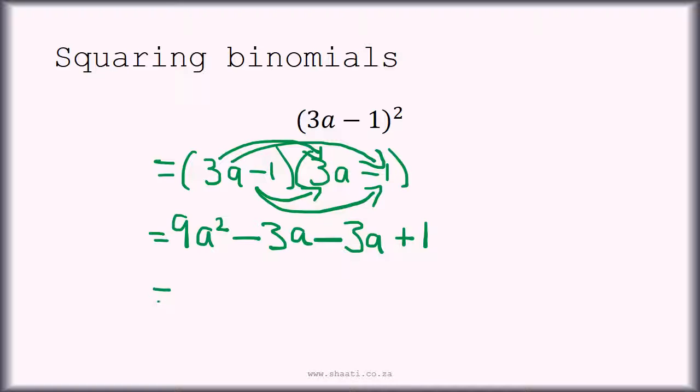Remember, we have to simplify. I only have one term of a squared, so we can write that down. And then I've got minus 3a minus 3a. That's minus 6a. And only one constant, plus 1. And that's how easy it is to square binomials.